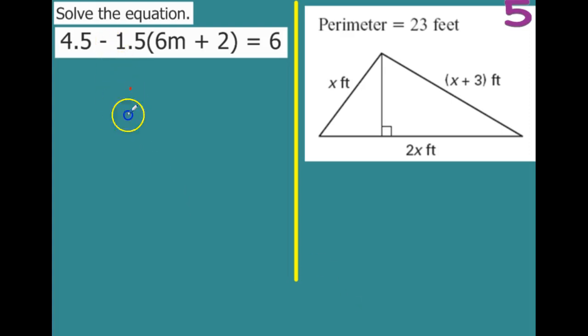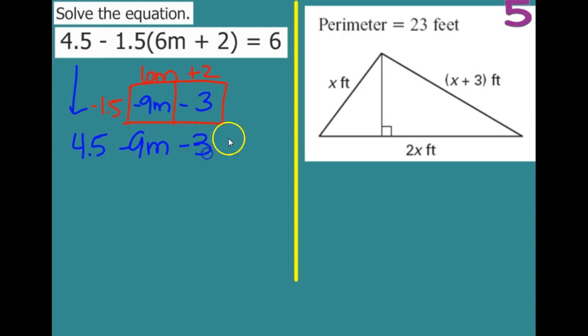Alright, same thing here. Let's distribute. This isn't just 1.5, it's negative 1.5. So negative 1.5 times 6. If we plug that into our calculator, that should give us a negative 9m. Negative 1.5 times 2 is going to be a negative 3. If we double 1.5, we get us 3. So we have 4.5 minus 9m minus 3 equals 6.